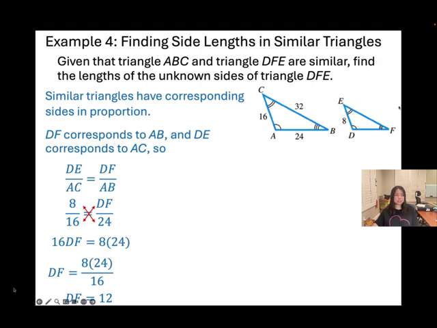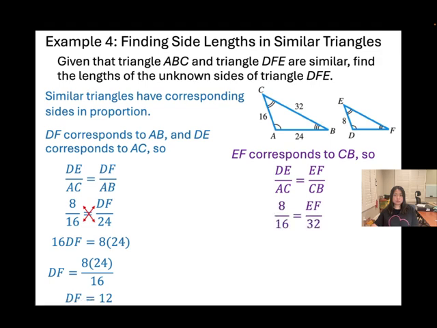Now we want to find EF. EF corresponds to CB, so we have the same ratio here. We use DE over AC and EF over CB. Plug in the numbers and use cross multiplication. Divide by 16 on both sides, and you get EF equal to 16.